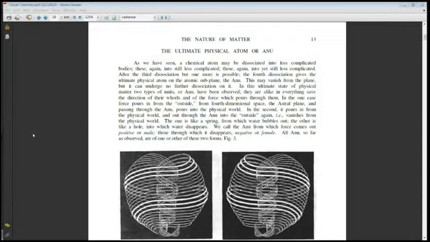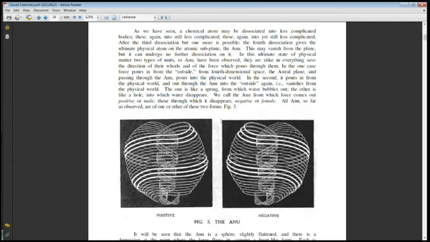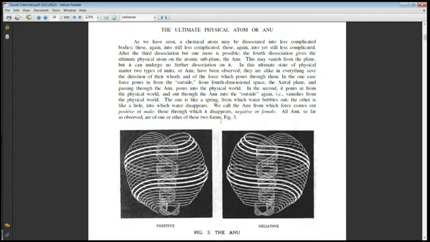Hey everybody. So, I'm about to take you on a little adventure. This is going to be kind of fun. Right now I'm reading in the book of Occult Chemistry, and it's going over the Anu here real quick.